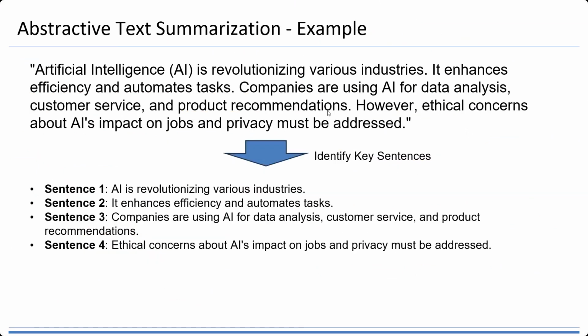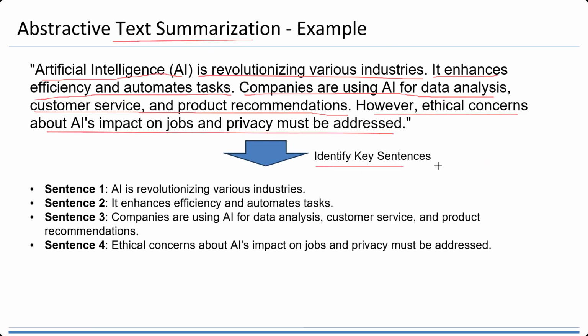So let's say we have a text like this. Artificial intelligence, AI, is revolutionizing various industries. It enhances efficiency and automates tasks. Companies are using AI for data analysis, customer service, and product recommendation. However, ethical concerns about AI's impact on jobs and privacy must be addressed. Now, how can we make the text summarization with this one?